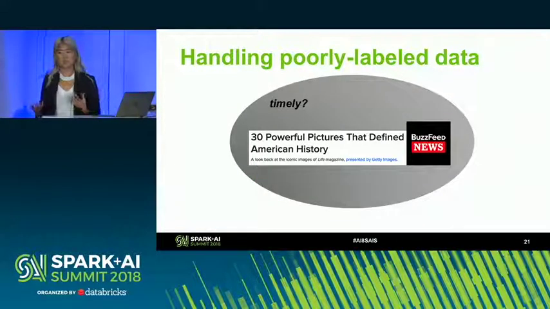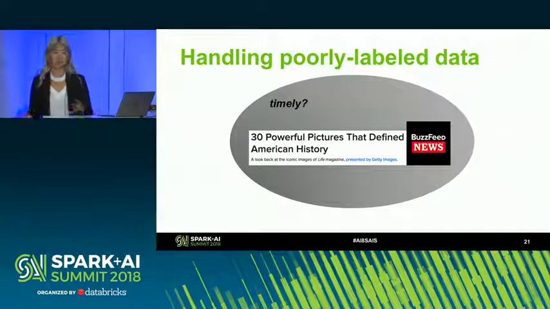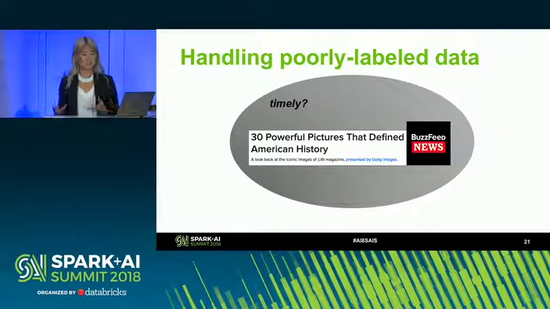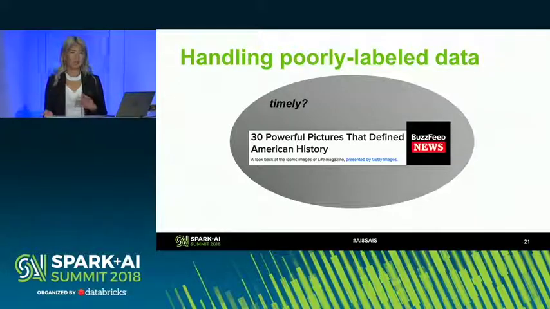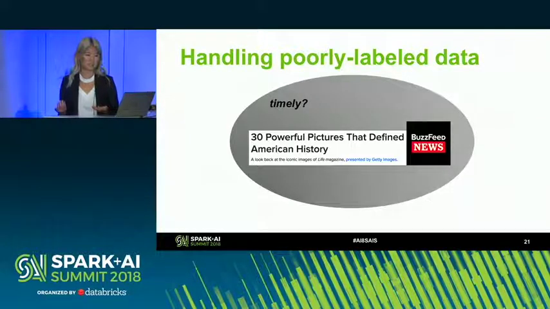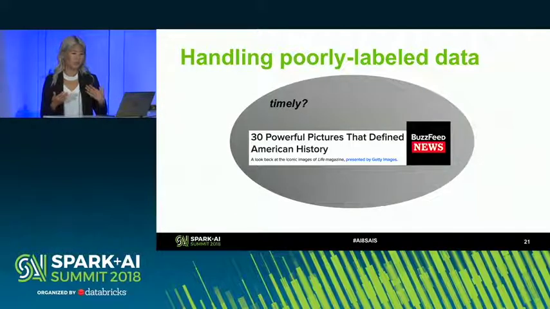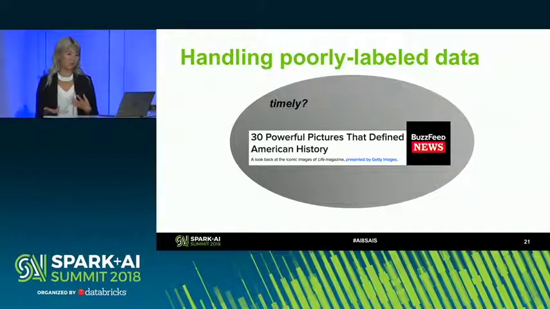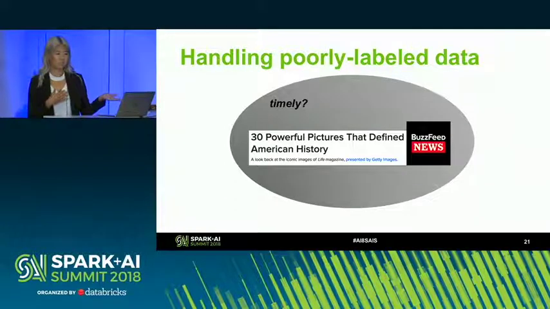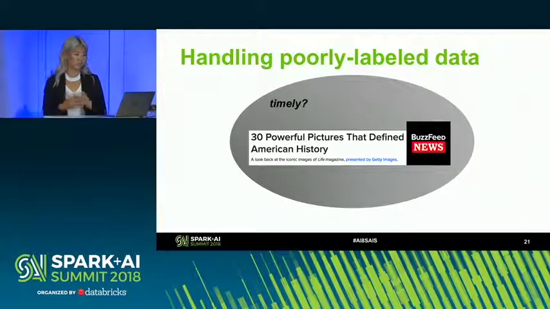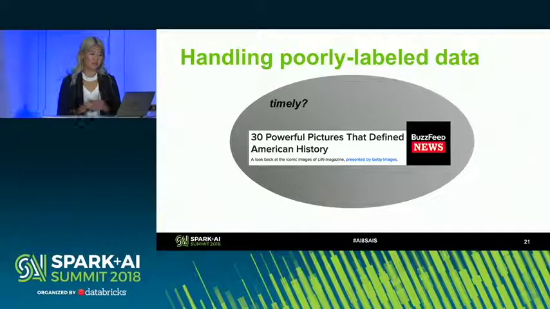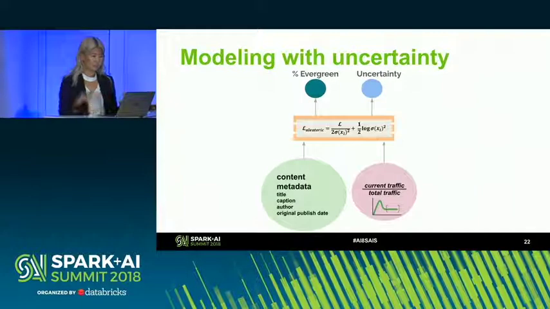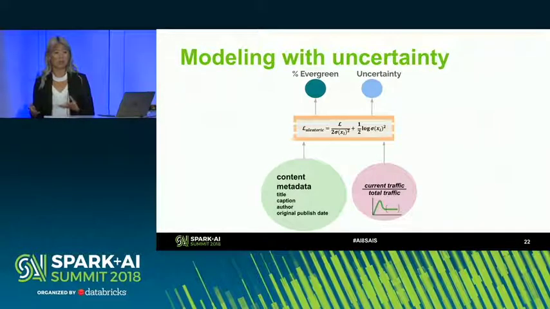But of course, this posed a lot of problems too, given that these channels aren't as homogeneous as we assumed they were. Our BuzzFeed News channel mostly posts timely news, but occasionally it'll post some evergreen content itself. So we ended up having a lot of poorly labeled data, because we have evergreen posts that we labeled as timely in our training set. Like this example here, 30 powerful pictures that define American history is definitely evergreen. So we had to implement something else to handle that poorly labeled data.